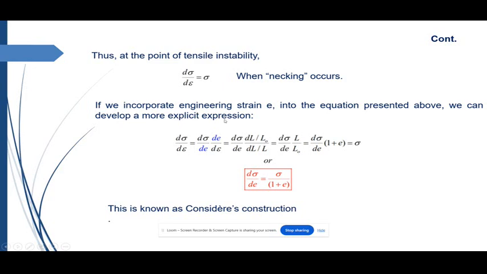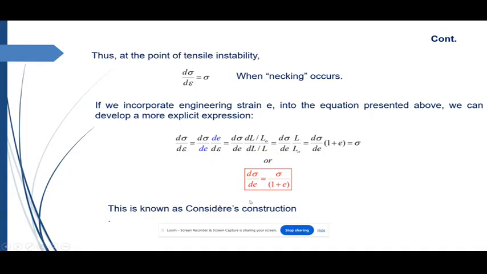If we incorporate engineering strain E in the equation presented above, we can develop a more explicit expression. d sigma by d epsilon equal to d sigma by dE into dE by d epsilon. Here dE can be written as dL by L0, and d epsilon is written as dL by L. So dL cancels out. We get d sigma by dE into L by L0, which is L0 plus delta L over L0. So we get d sigma by d epsilon equal to 1 plus E times d sigma by dE, equal to sigma. This is given by d sigma by dE equal to sigma divided by 1 plus E.